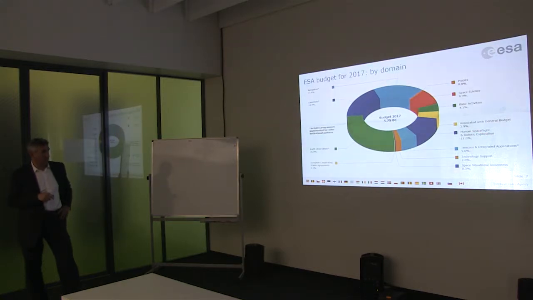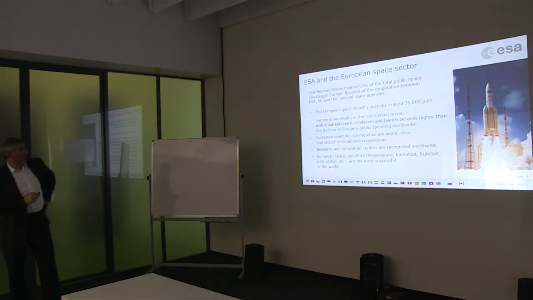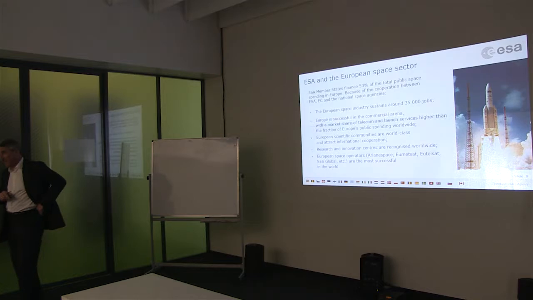Human space is about 11%, and it's basically mostly our cooperation in the International Space Station with Russia, US, Canada, and Japan. Let's say that today about 50% of the total space spending is from ESA member states, and the rest is more or less ESA, EC, and so on. The total space industry is about 35,000 jobs. So it's not a large industry by any means. I think in terms of the European GDP, it's less than 100,000.